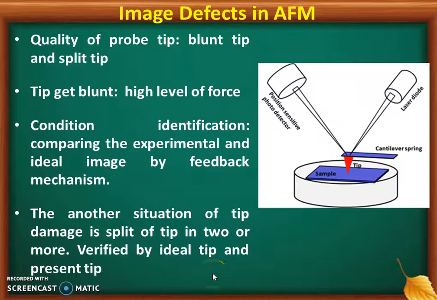If you look at the image detection process in case of AFM, the quality of the probe tip decides the quality of the image. A blunt tip and a split tip can't give a good quality image. The tip gets blunt due to the application of a high level of force. And how can we identify the condition of the tip? The typical image is compared with the ideal image of that particular material. By comparison, we can find the quality of the tip. The other situation of tip damage is the splitting of the tip into two or more parts, and again it is verified by comparing the typical figure with the ideal figure.